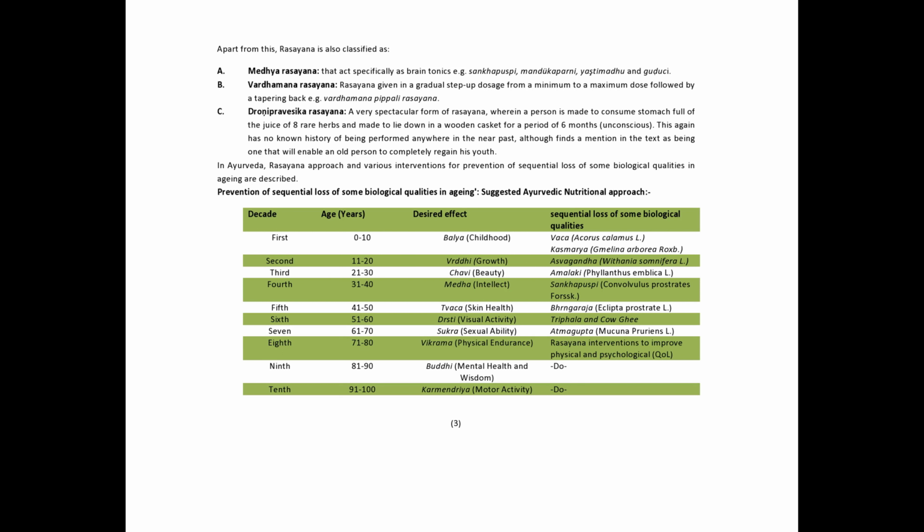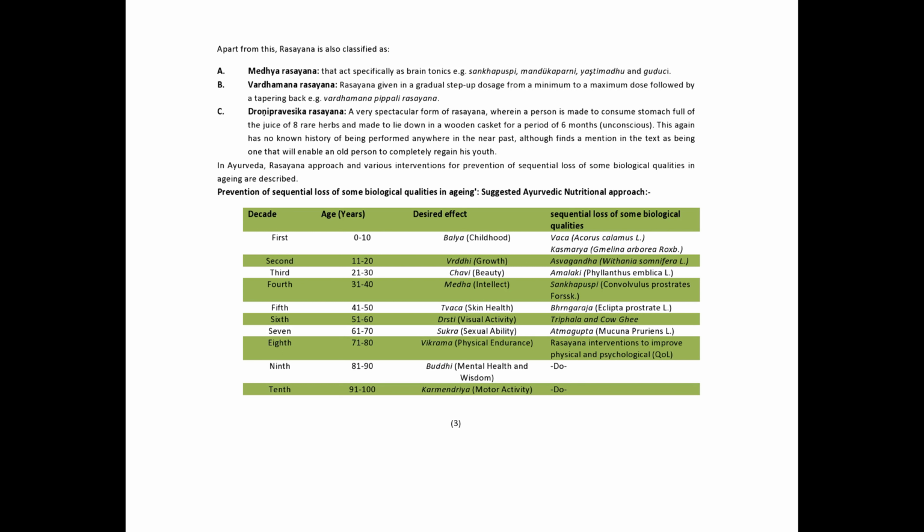Third, 21 to 30, Chavi, beauty: Amalaki, Emblica officinalis L. Fourth, 31 to 40, Medha, intellect: Shankhapushpi, Convolvulus prostratus Forssk. Fifth, 41 to 50, Twak, skin health: Bhringaraja, Eclipta prostrata L. Sixth, 51 to 60, Drishti, visual activity: Triphala and Cow ghee.